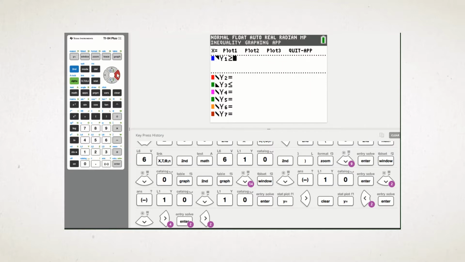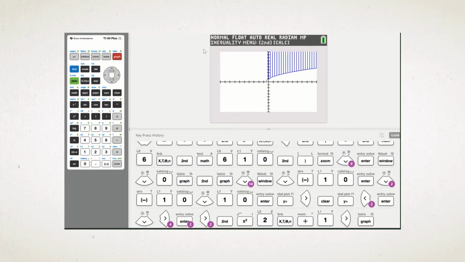And now we're just going to simply graph that inequality, which is the square root of 2x plus 1. And let's jump to our graph and see what this looks like. All right, so there we go. We see our solution set is up here in the first quadrant. That plus 1 gave us a horizontal translation of 1/2 unit to the left, 2x plus 1.